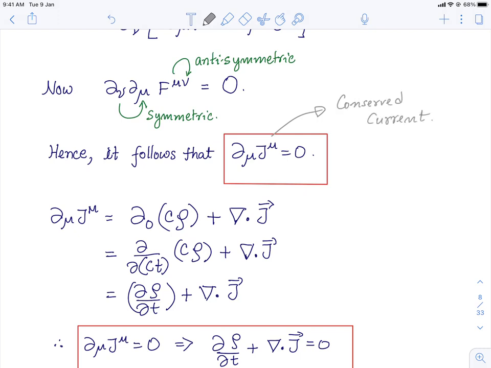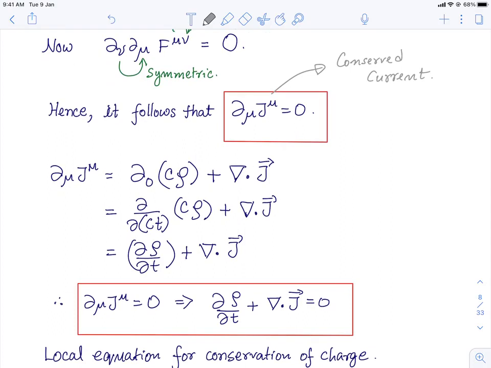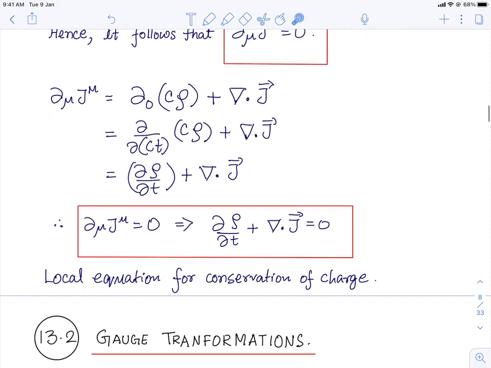A conserved current is just terminology by which we mean a current whose four divergence is 0. It's a four current whose four divergence is 0. That's what we mean by a conserved current. And it is called a conserved current because it is related to a conservation statement, a local conservation statement like this. Okay, so I hope this point is clear.